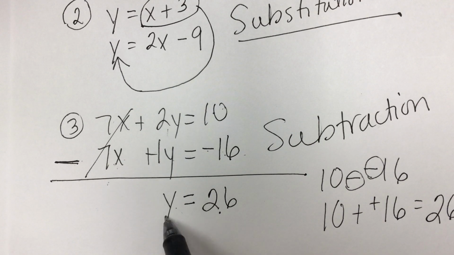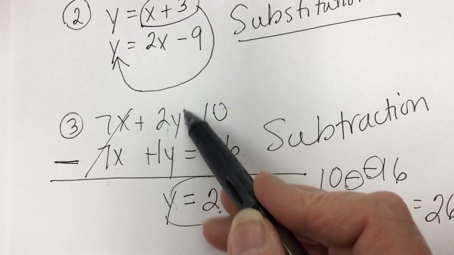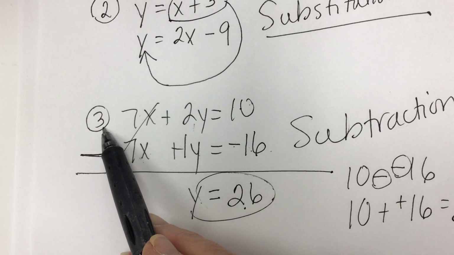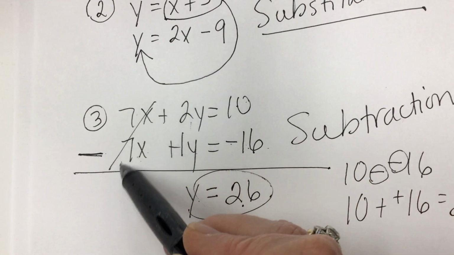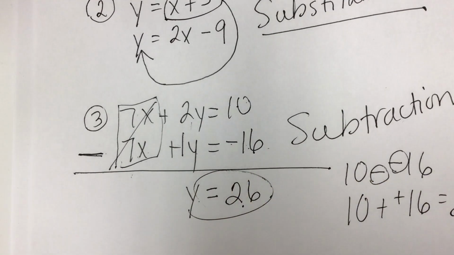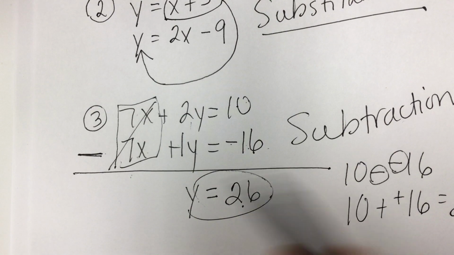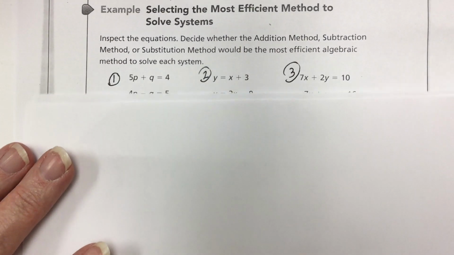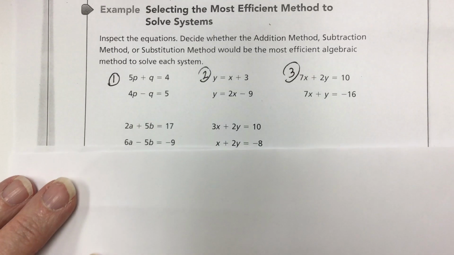I would take what the value of y is, plug it back into either one of the original problems, and solve for x. So the best method for number 3, since my two x's were identical, was subtraction. So now let's go back to number 4. The fourth one here.